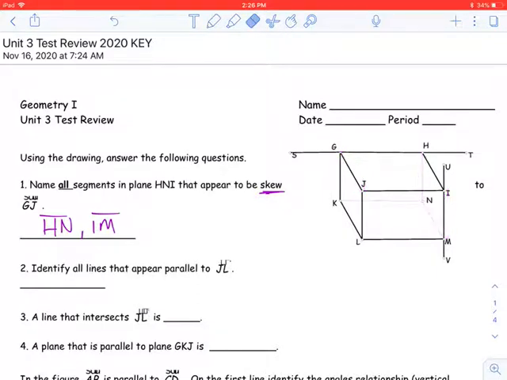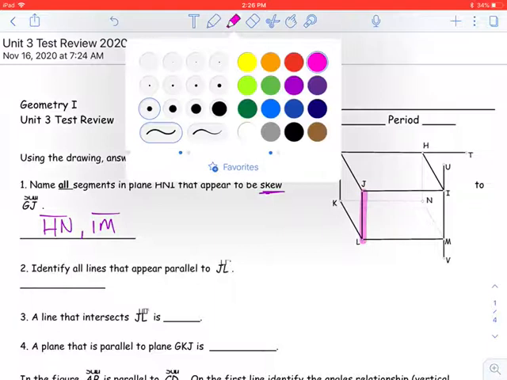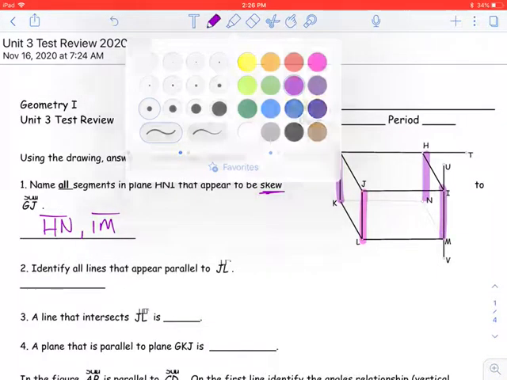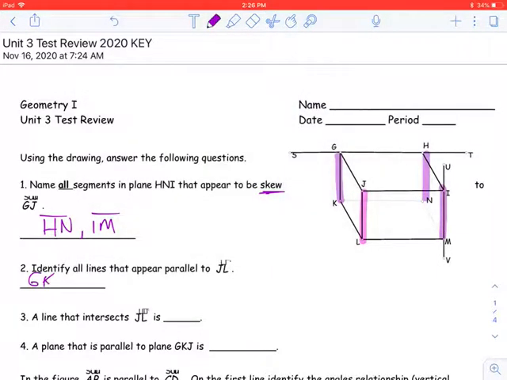Okay. And so the second one, number 2, says identify all lines that appear parallel to JL. Remember, JL is going up and down, and parallel means same direction. So the ones going the same direction, up and down, would be GK, HN, and IM.